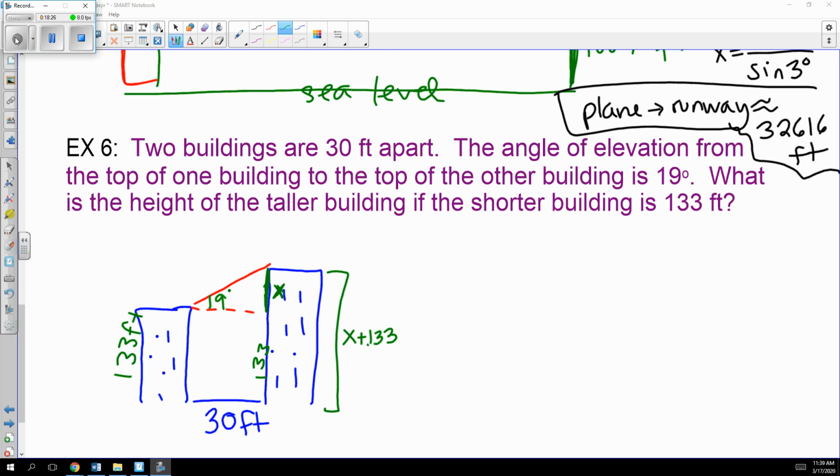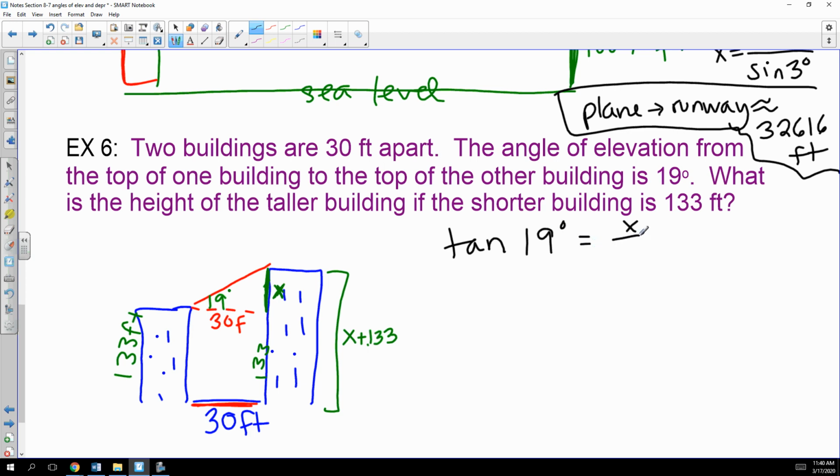So I drew the picture already with a shorter building and a taller building. Keep in mind that that 30 feet that is along the ground, the distance between the buildings, is 30 feet everywhere, okay? So then we're going to say tangent, where the sides in relation to the angle is opposite over adjacent, so tangent of 19 degrees is equal to x over 30 feet, right? And then I really want the overall height of the taller building, which means I'm going to have to add in the 133 feet for the height of the shorter building.